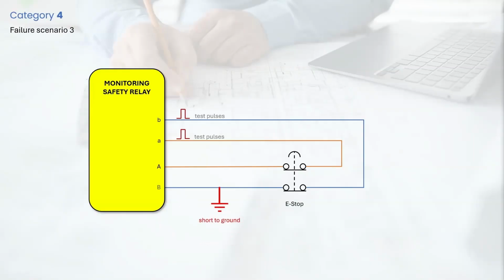Another failure condition could be one of the channels is shorted to ground. In this example, input B is shorted to ground, and this causes the safety relay to switch to fault condition, which triggers the safe state.